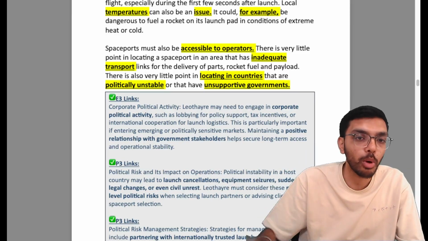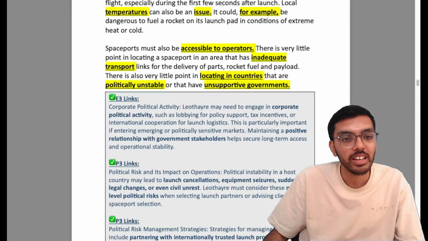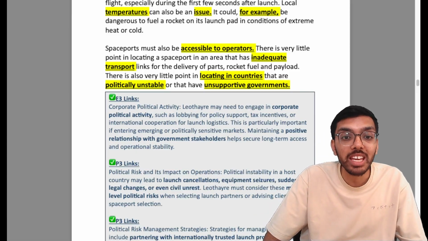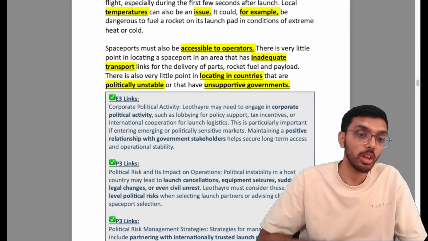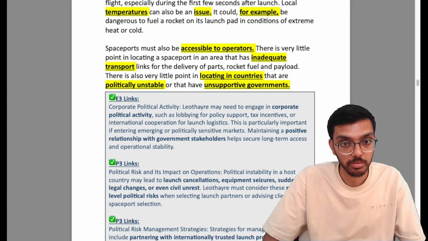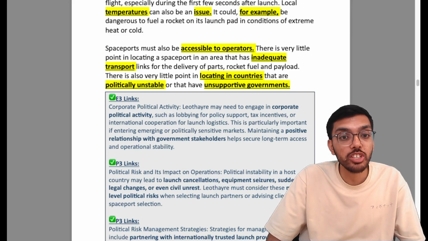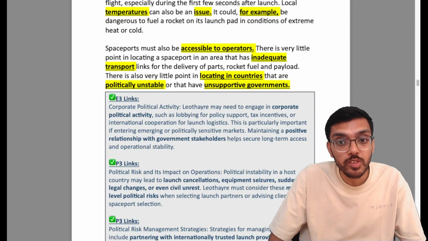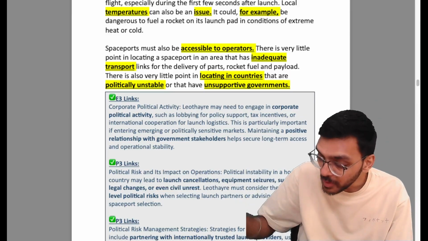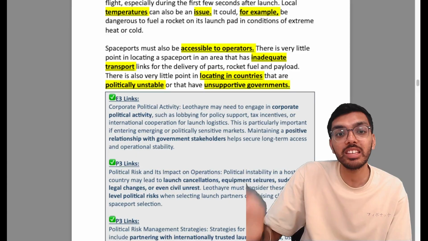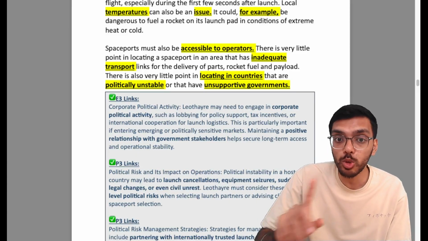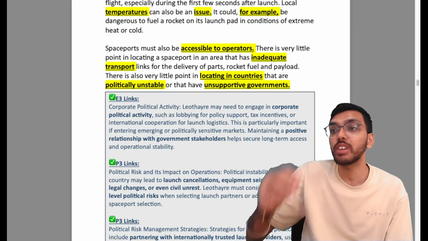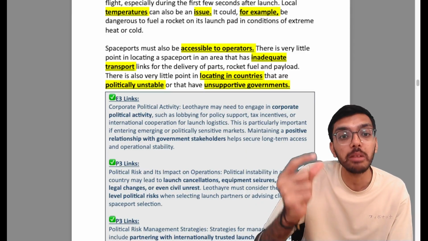There is also very little point in locating in countries that are politically unstable or have unsupportive governments, a very important aspect coming to the fore here. We're discussing corporate political activity here. Now, Leothayre may need to engage in CPA, such as lobbying for political support, tax incentives, or international cooperation, because without government support, doing anything within this market is going to be a problem. I'm not saying do something unethical, sorry. I'm saying keep it within the bounds of ethics, but having good political relations will be very important in this market.